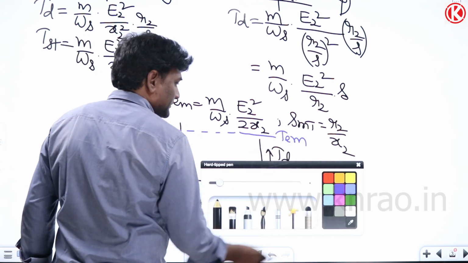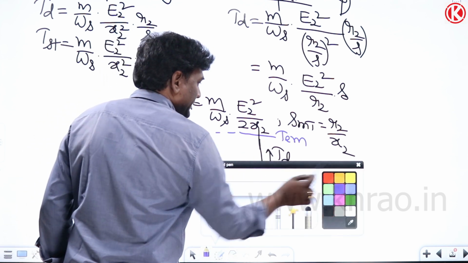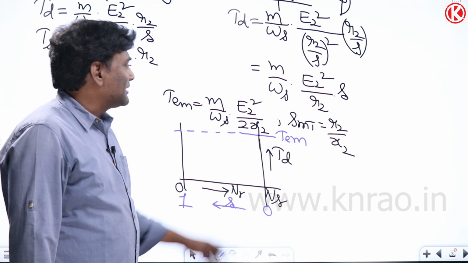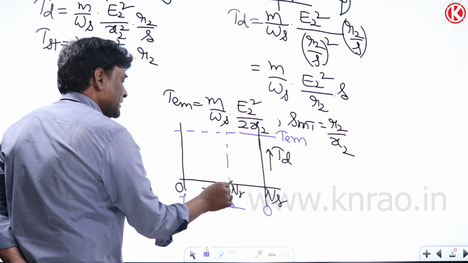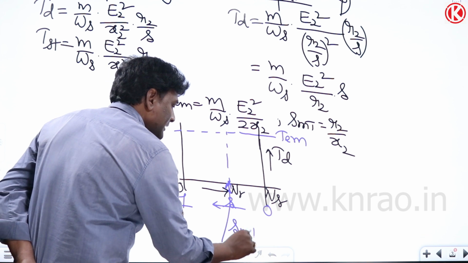The maximum torque that can be developed by the motor is TEM. So TEM is going to be the pull out torque. Now, the slip at which maximum torque occurs will be decided by R2 by X2. For example, this is the slip at which maximum torque occurs, this is SMT.